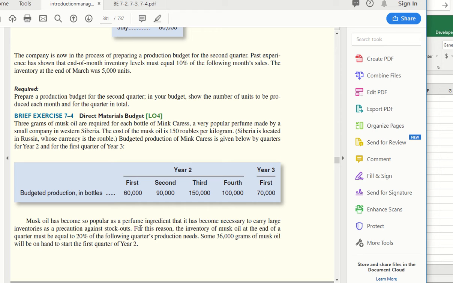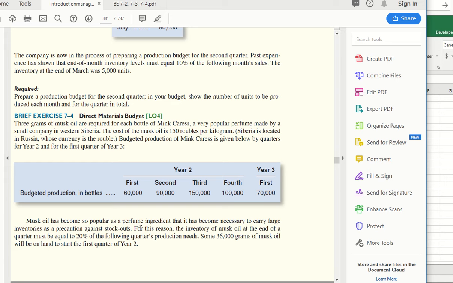So 3 grams of musk oil are required for each bottle of Mink Caresses, a very popular perfume made by a small company in Western Siberia. The cost of oil is 150 rubles per kilogram. Siberia is located in Russia, whose currency is the ruble. Budgeted production of Mink Caress is given below by quarters.